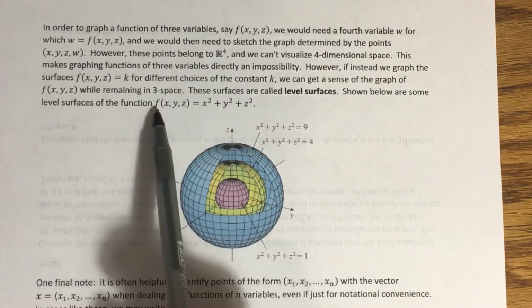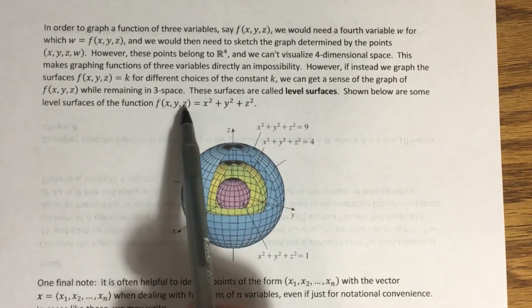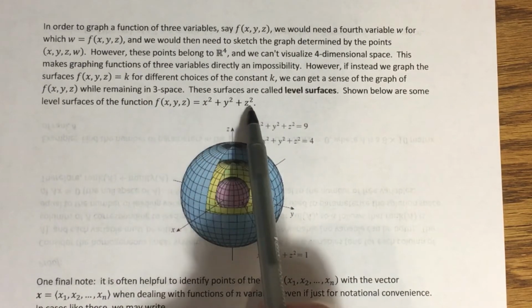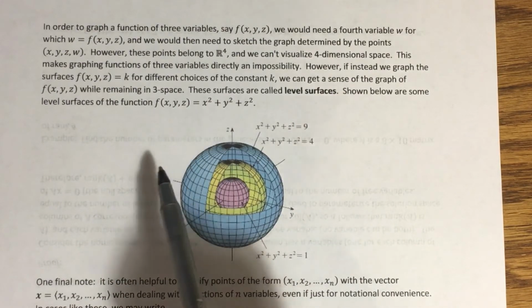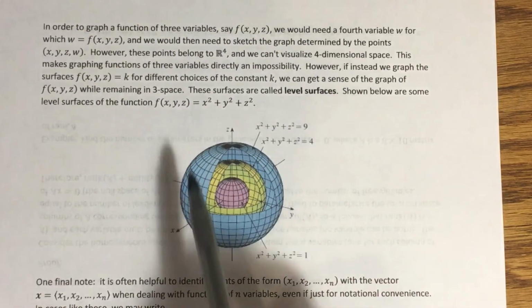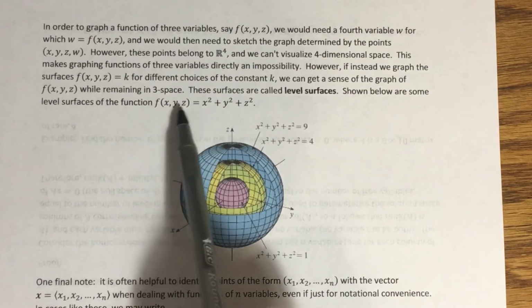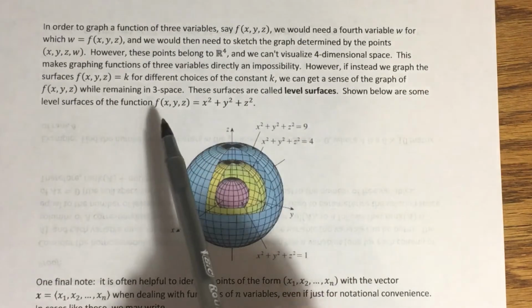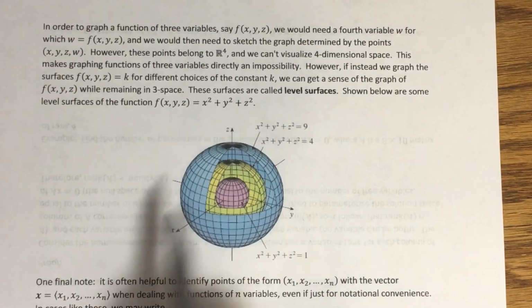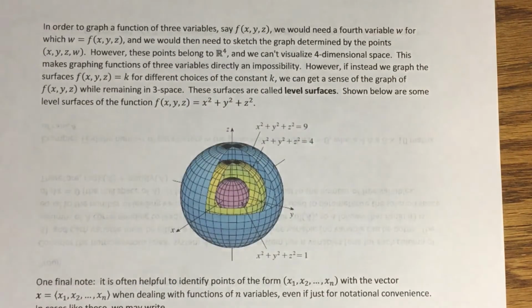So here's an example. Let's suppose we wanted to consider the function f of x, y, z equals x squared plus y squared plus z squared. I can't graph this thing directly because, again, we need a 4-dimensional graph, and I can't draw that. But if we set f of x, y, z equal to a couple of convenient constants, and then just take a look at those surfaces, that might give us a sense of the graph of this function. So that's what's done here.